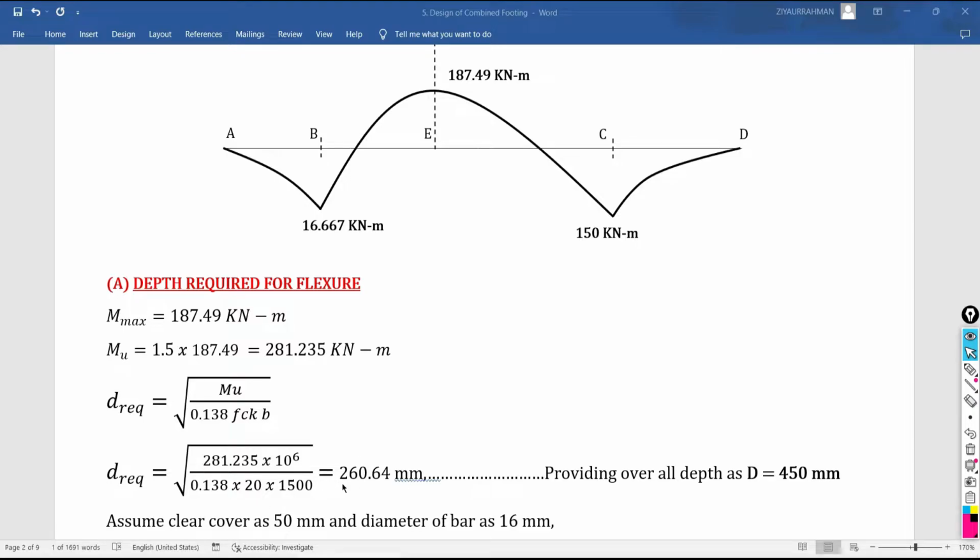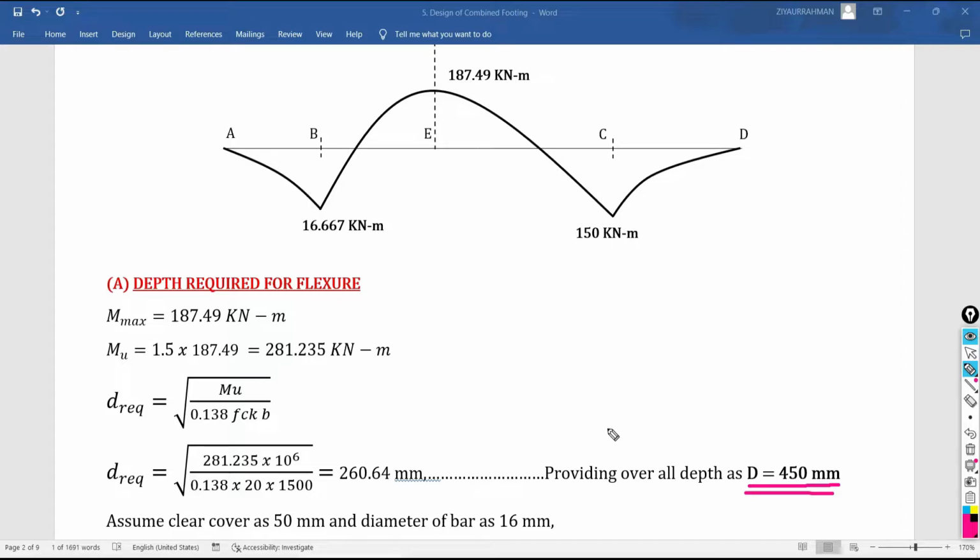So it is asking to provide 260.64 mm as the effective depth of your foundation, which is required to resist the maximum moment of 187.49 kilonewton meter. So to resist that much moment, we need to provide at least 260.64 mm. But for safety, I am going to provide the overall depth as 450 mm directly. Demand is 260, but I am going to provide 450 mm as overall depth.